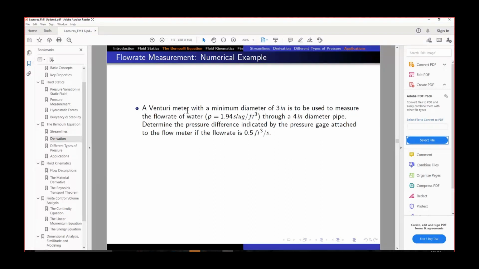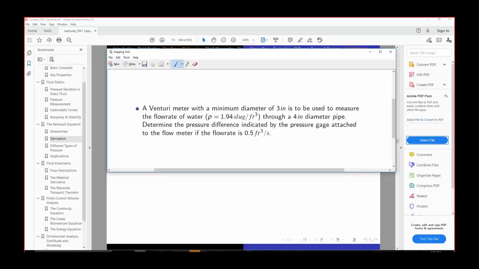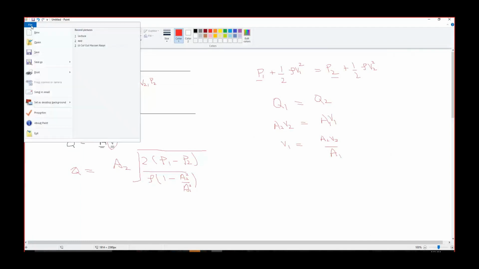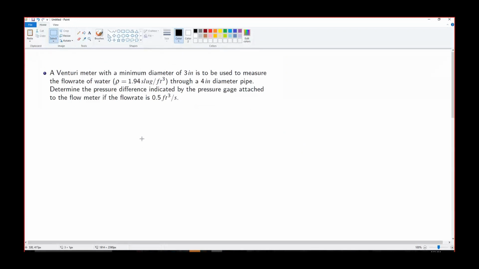That is a simple problem that we can solve to understand how the flow rate equation is used. We have a Venturi meter with a minimum diameter of 3 inches, and it is used to measure a flow rate of water through a 4-inch diameter pipe. Determine the pressure difference indicated by the pressure gauge attached to the flow meter if the flow rate is 0.5 feet cube per second. Let me draw the geometry for you.